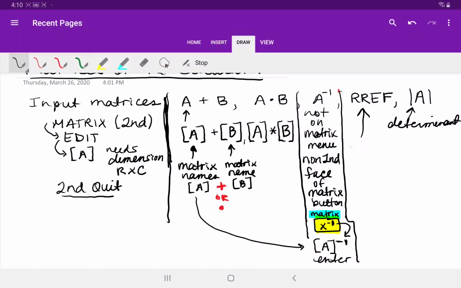RREF is going to be on the matrix menu, but it's on the matrix math menu. So you're going to go to matrix, go to math, and it actually is very close to the bottom. It's RREF and parentheses. You press that, and then you find matrix A, or whatever matrix you want.